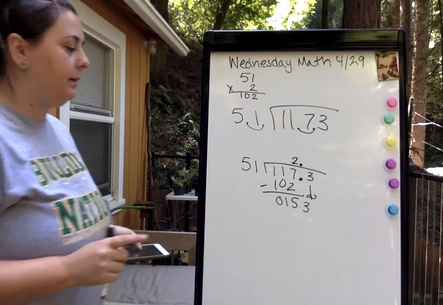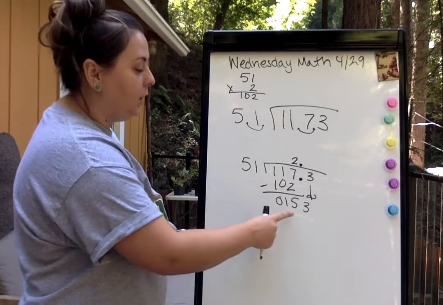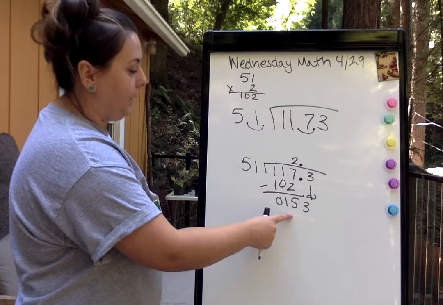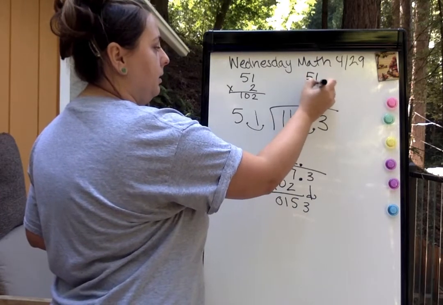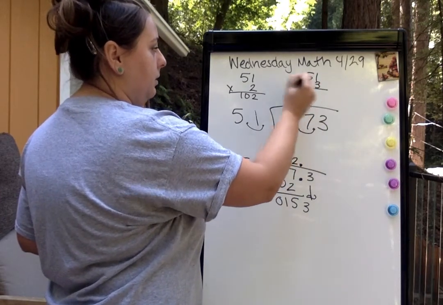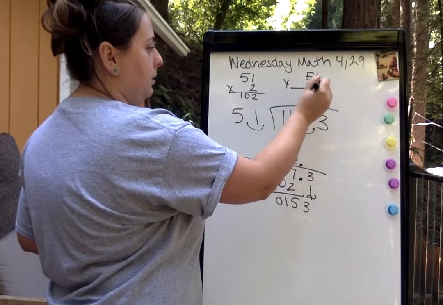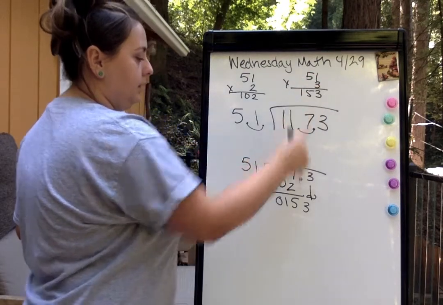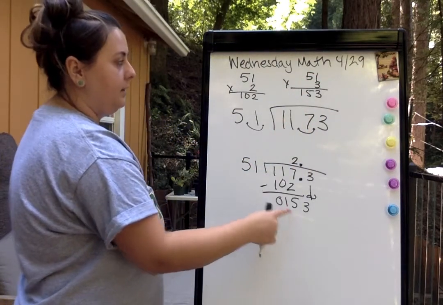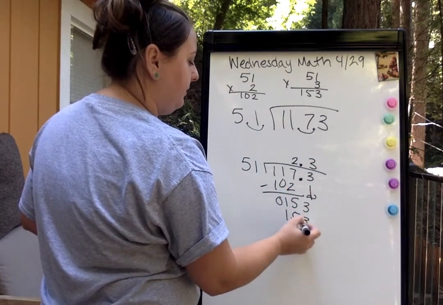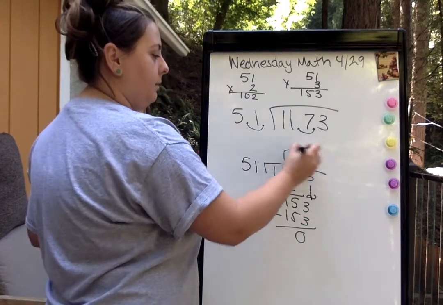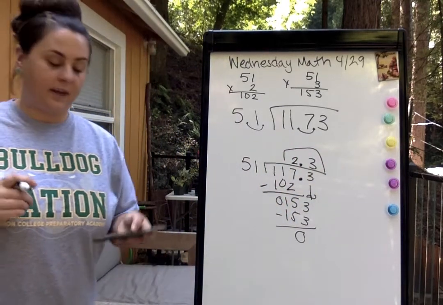Now we need to figure out how many times 51 goes into 153. So I'm going to try 51 times 3, because I know it's not going to be 2. And, oh, look. Perfect. So 51 times 3 is 153. There's your final answer.